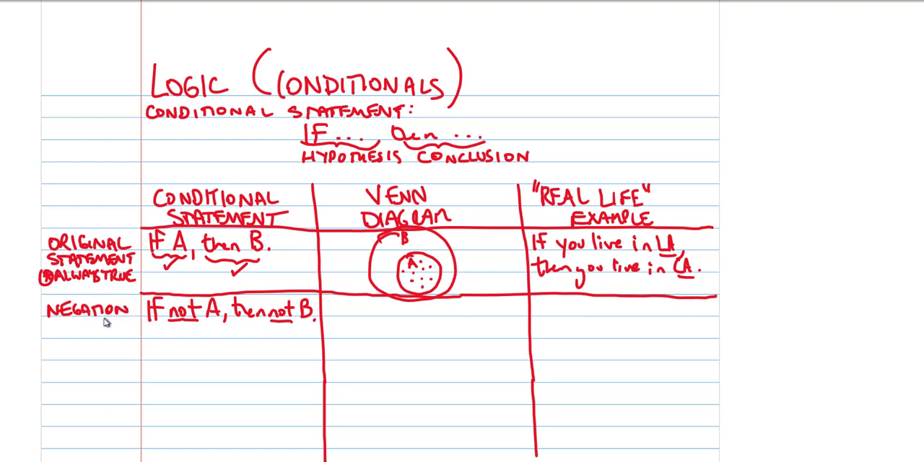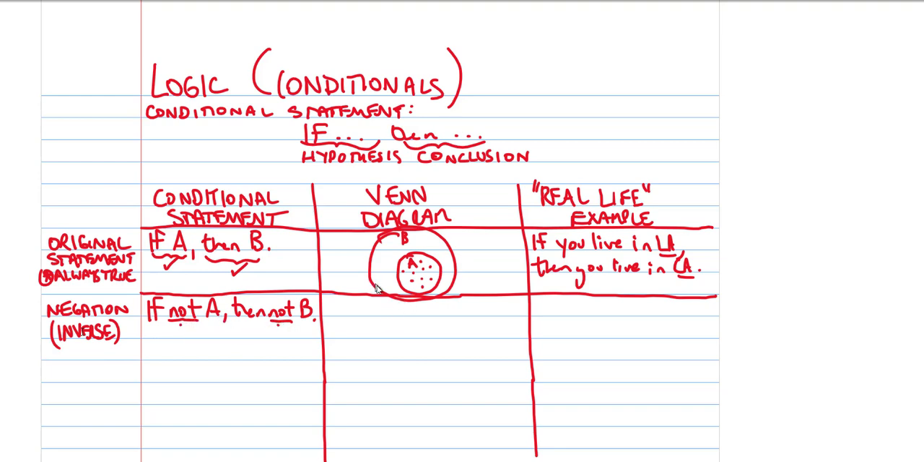Now, there is a technical term for negation. You probably are not going to need to know that technical term. Just in case, however, we will write the technical term there. It is called the inverse. The negation is called the inverse of the original conditional. So again, all we have done is we have inserted nots before the A and before the B.